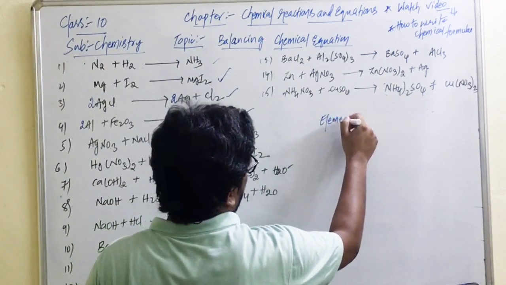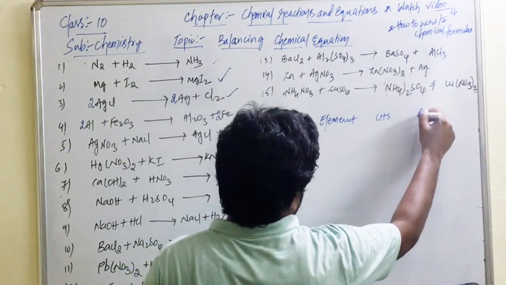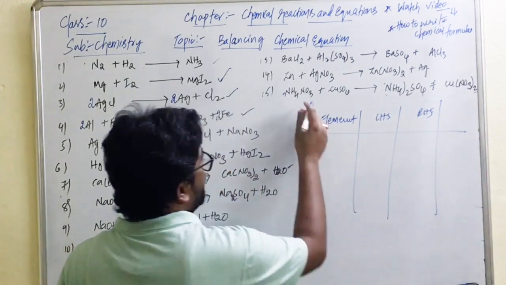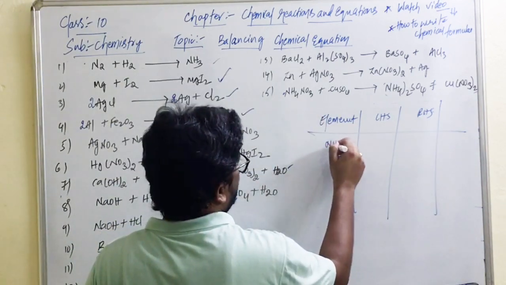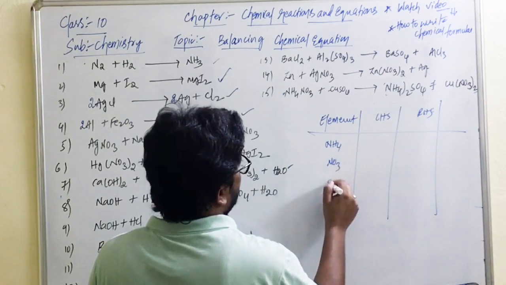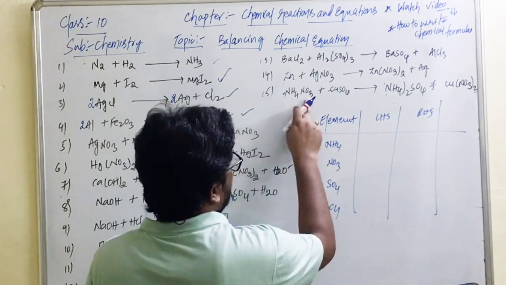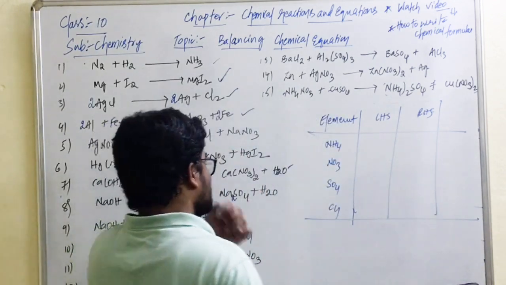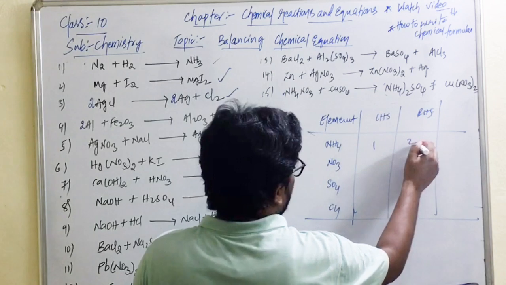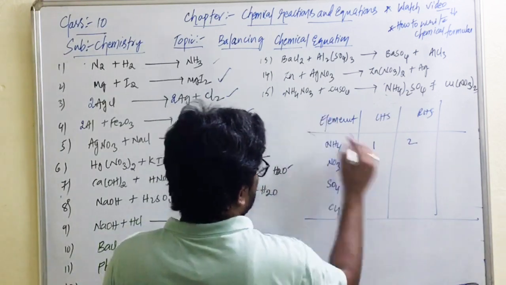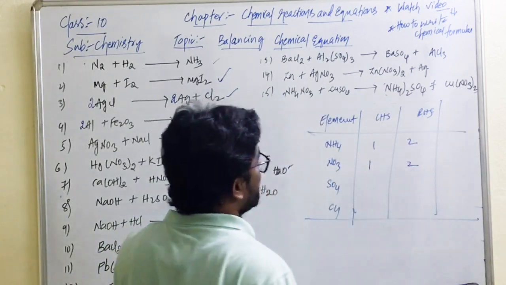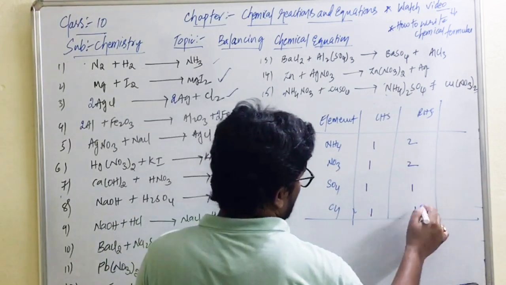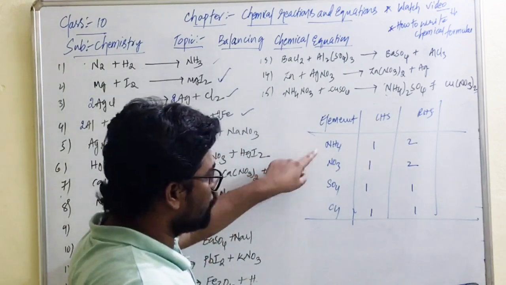So here we have polyatomic ions, okay, more than one polyatomic ion we have, so we should be very careful while balancing this. Now let us write down first polyatomic ion: ammonium, nitrates, sulfate and copper. Ammonium, nitrate and sulfate and copper. So these are the elements which are present. Now let us count. Ammonium 1 on the left hand side, 2 on the right hand side. Okay, nitrates 1 on the left hand side, 2 on the right hand side. Sulfate 1 on the left hand side, 1 on the right hand side. Copper 1 on the left hand side, 1 on the right hand side. So polyatomic ions, these two are unbalanced.